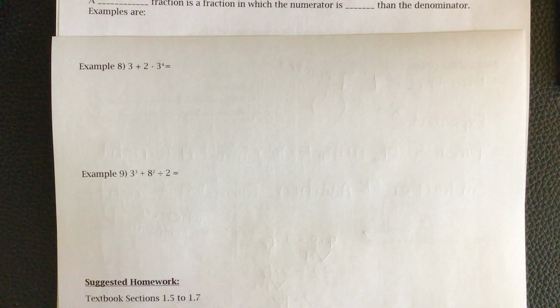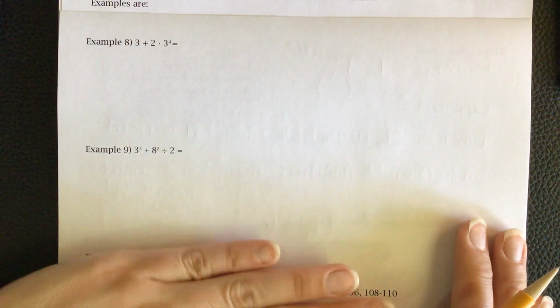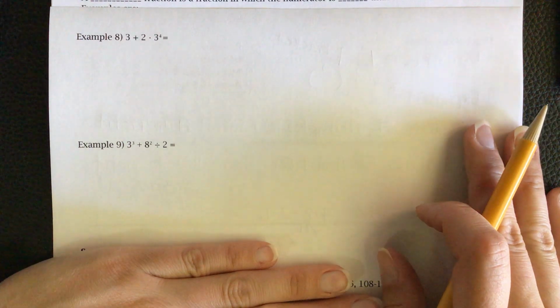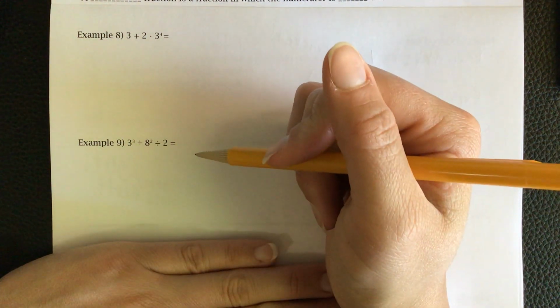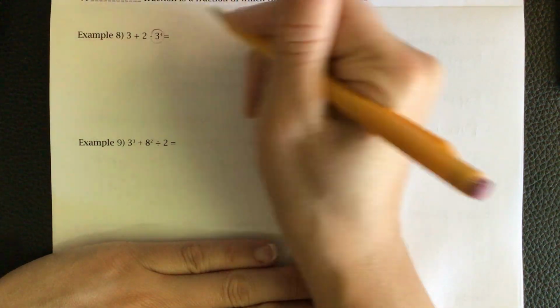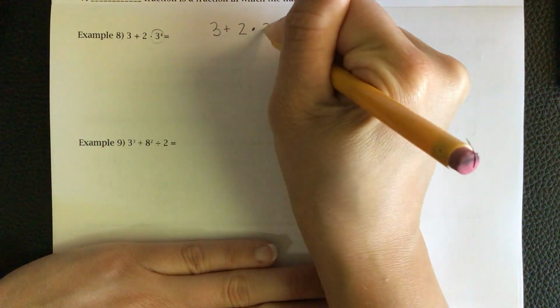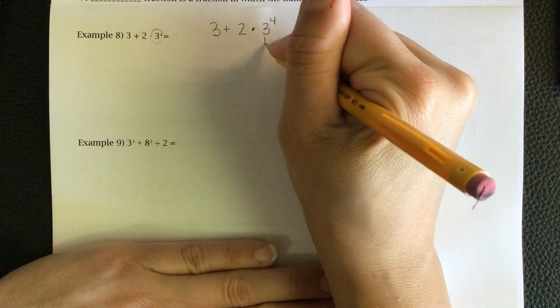Let's look at this last part here. We have examples 8 and 9. On example 8, I'm not going to give you this homework, so let's focus on example 8. We have 3 plus 2 times 3 to the 4th power. So we're going to do our exponent first, and we're going to focus on the exponent.